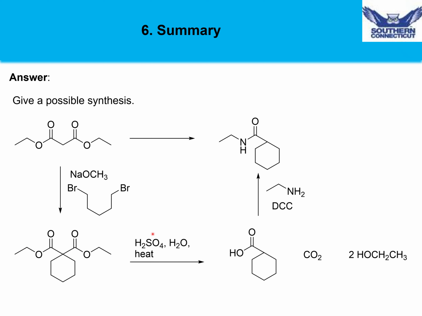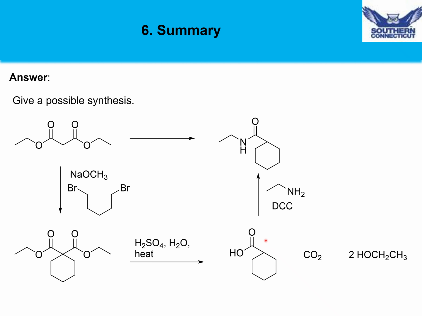And if we add sulfuric acid, water, and heat, we can hydrolyze the two esters into carboxylic acids. Since the carboxylic acids are 1,3 to each other, in this reaction, when we're heating, we're going to decarboxylate one of them. And so for that reason, you see the product here with only a single carboxylic acid. The other carboxylic acid, which used to be on the right side here, will be eliminated as a CO2 molecule.